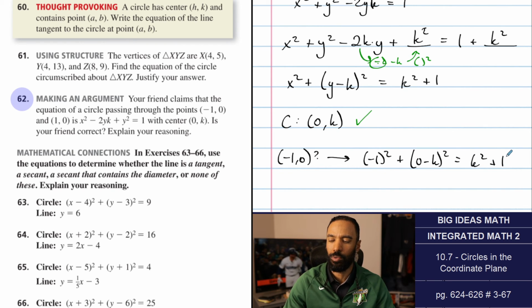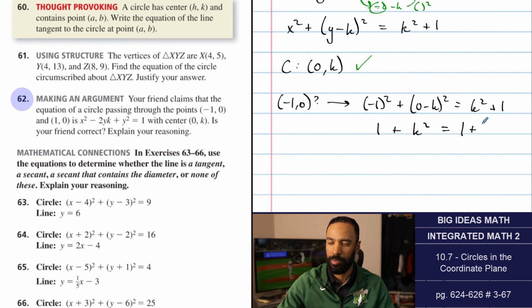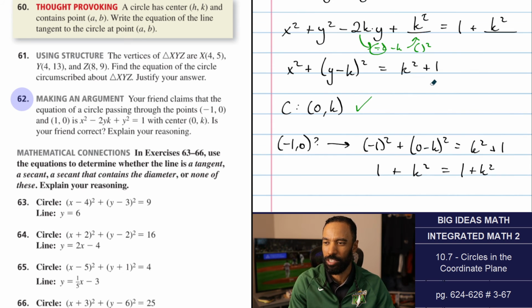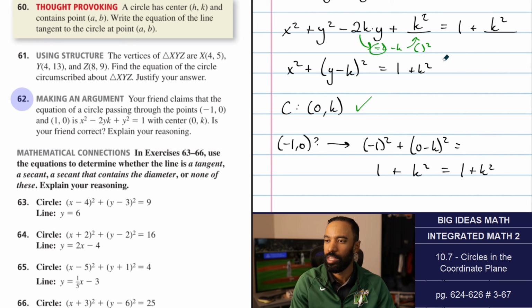And let's see if it equals k squared plus 1. Negative 1 squared is 1. Negative k squared is positive k squared. So that is 1 plus k squared. Let me maybe keep it as 1 plus k squared, because it looks like that's going to clean things up a little bit faster for me. So 1 plus k squared here, and this will be 1 plus k squared there. Anyway, that one checks out. This is 1 plus k squared.